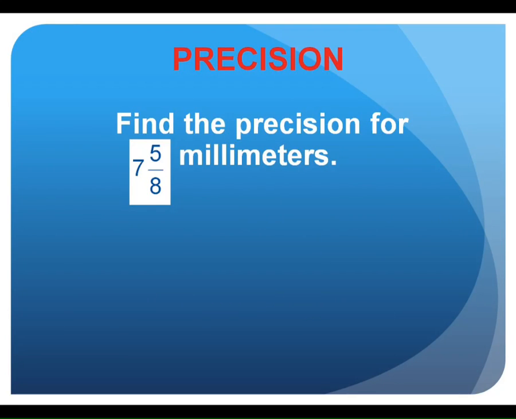How about this one? This one's a little tricky. Okay? So, find the precision for 7 5/8 millimeters. So you want to first figure out what's the smallest unit they used and multiply that fraction by a half. So I'll give you a second to try this one. This one's a little different than the other ones. What's the smallest unit they used, like if you were looking at their ruler, and you multiply that by a half. Now, it's not the actual measurement, it's the smallest unit on the ruler.